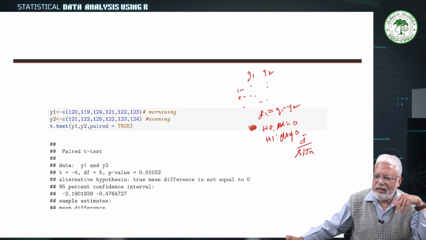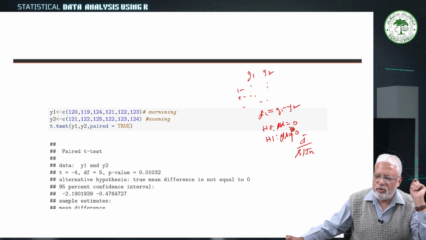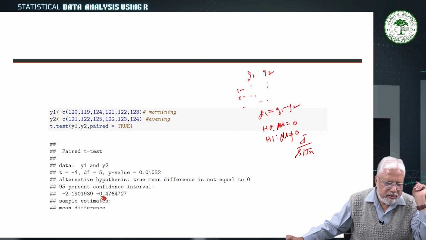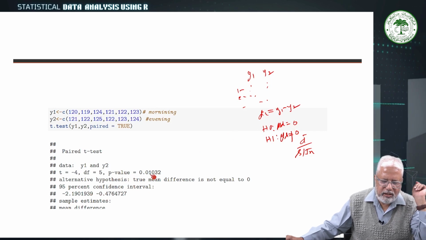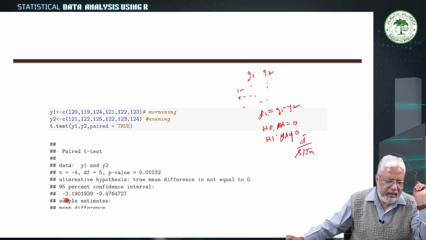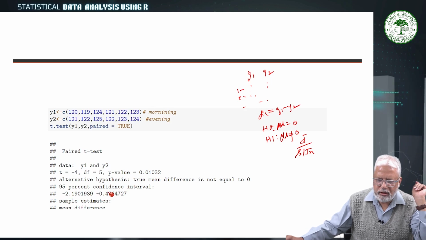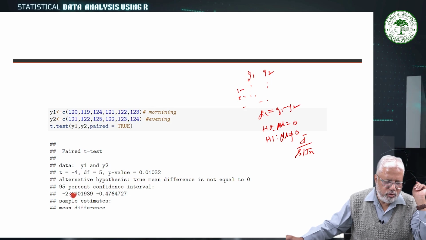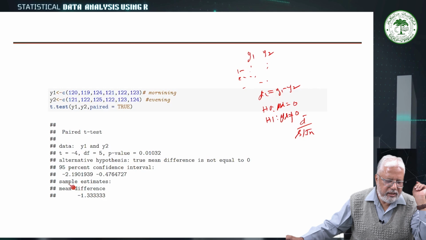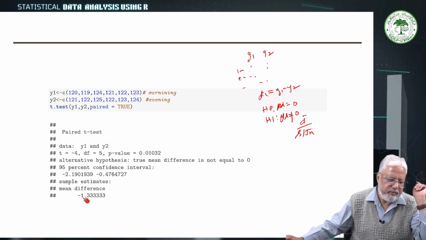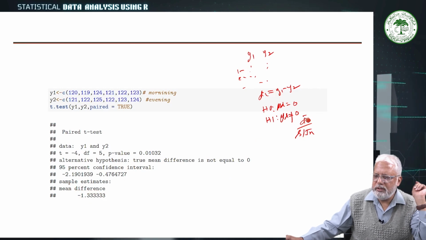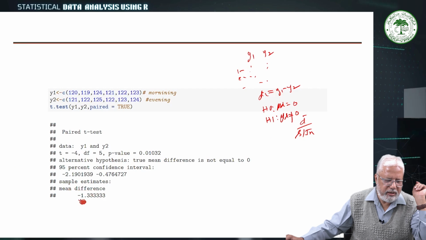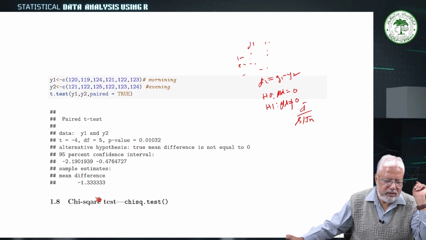So that means our H0, that the average difference mu d is equal to 0, is being rejected here, because the p value is less than 0.05 and this confidence interval does not contain 0. So that is another way. The alternative hypothesis is true mean difference is not equal to 0. So this is the interpretation. And the sample mean difference, this d bar, is minus 1.33.